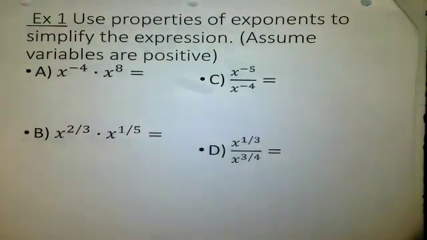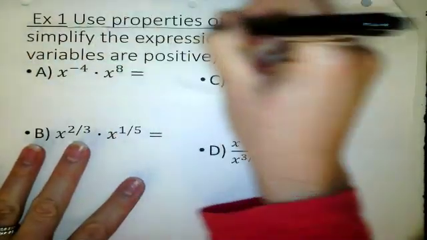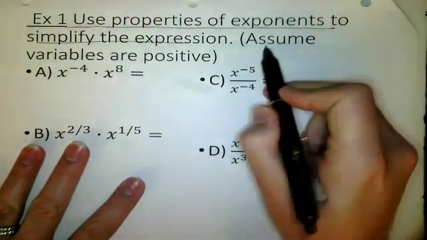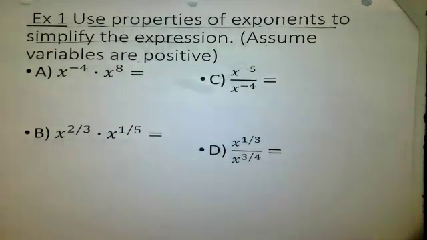Example 1. Use properties of exponents to simplify the expression. Those are the directions you should definitely write down. Assume variables are positive. It's just a little, hey, I'm going to make it slightly easier for you. We're going to just assume all the variables are positive, so you don't have to write that necessarily. All right. Use properties of exponents to simplify the expression.